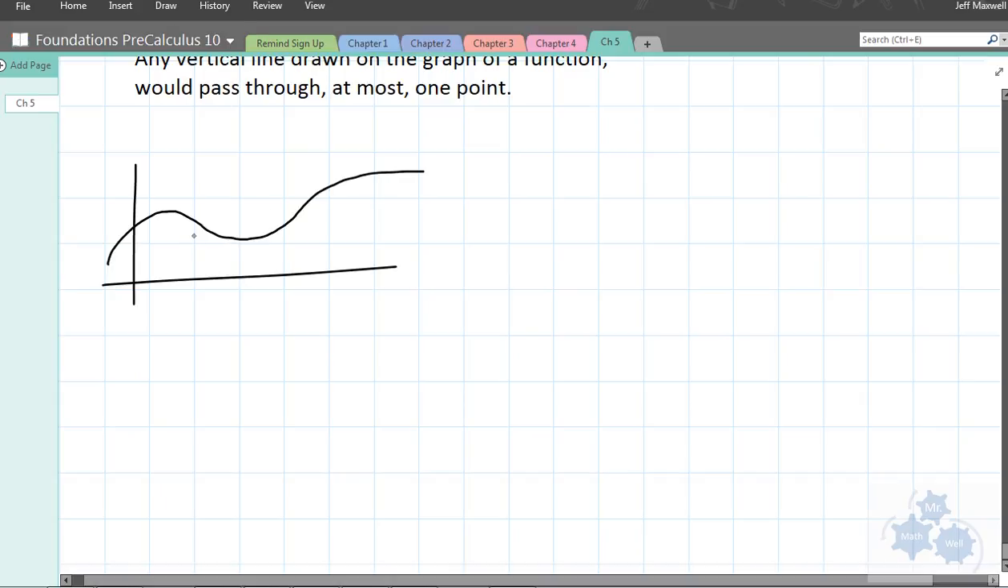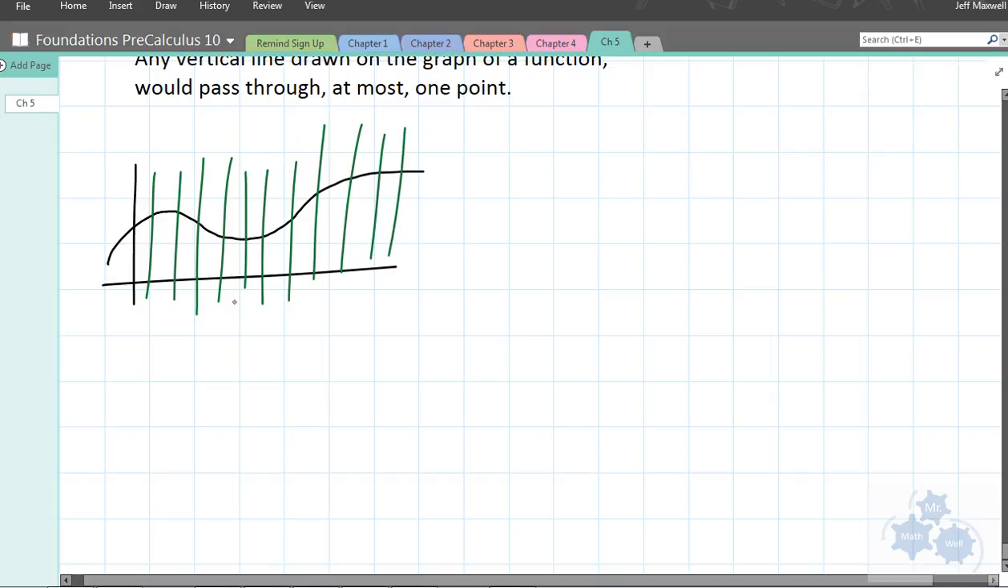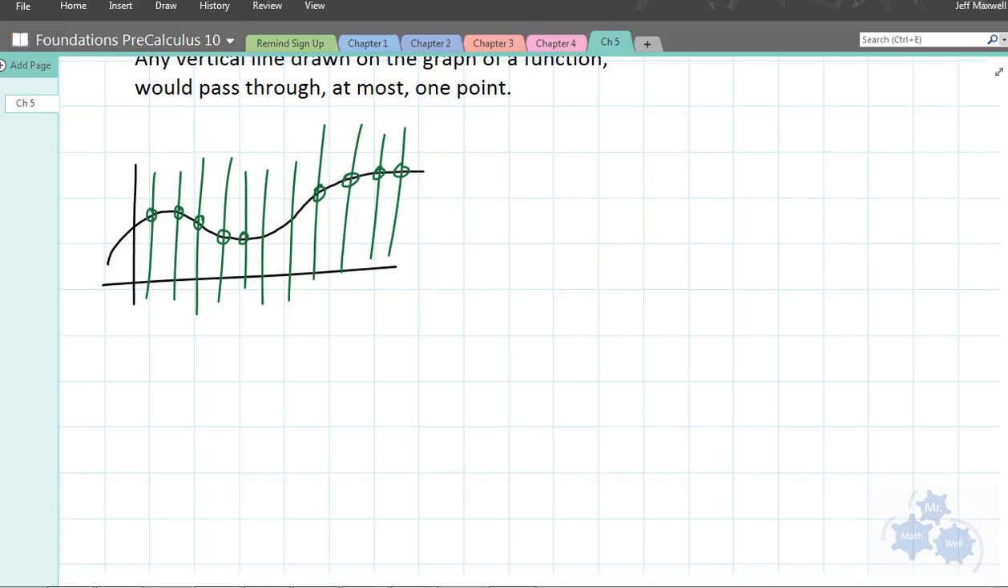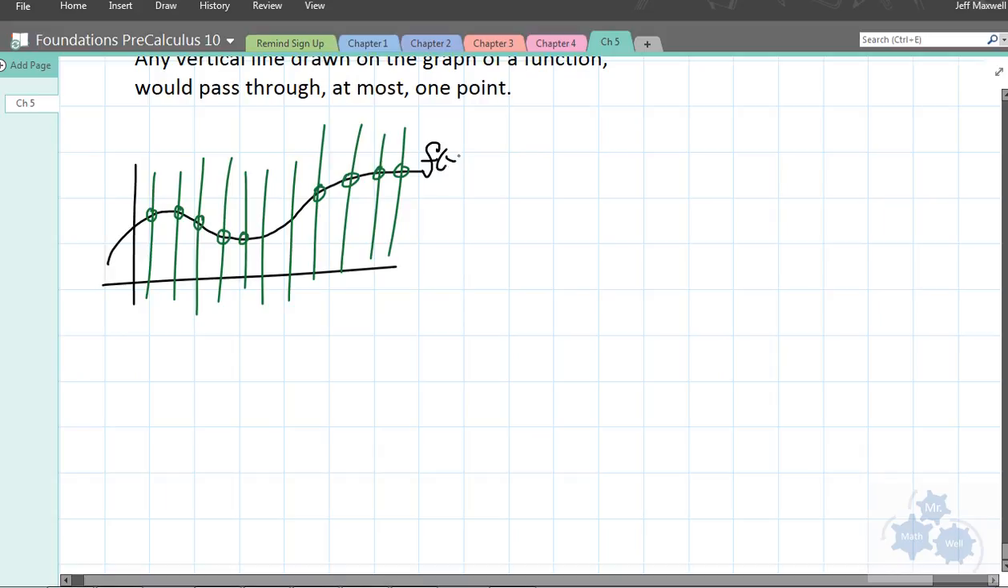And what you literally would do is you could take your ruler, all right? Or you could just, most of the graphs will have sort of vertical lines you can actually see. But you would draw any vertical line, as many as you want, and each vertical line would only pass through the graph once. You see that? There's only one point of intersection between the vertical line and the graph. So this is definitely a function. Okay? It's a function.